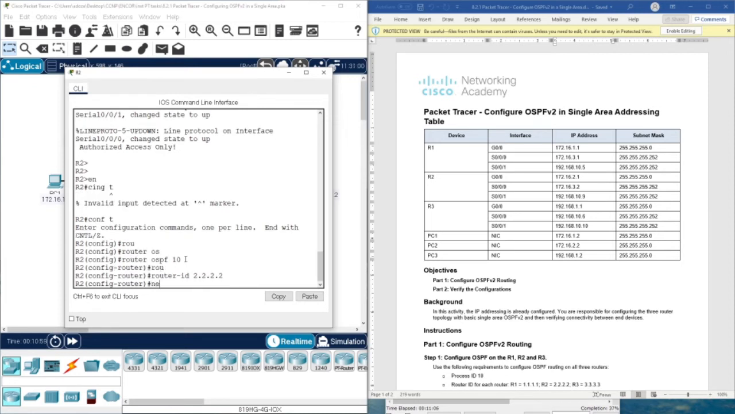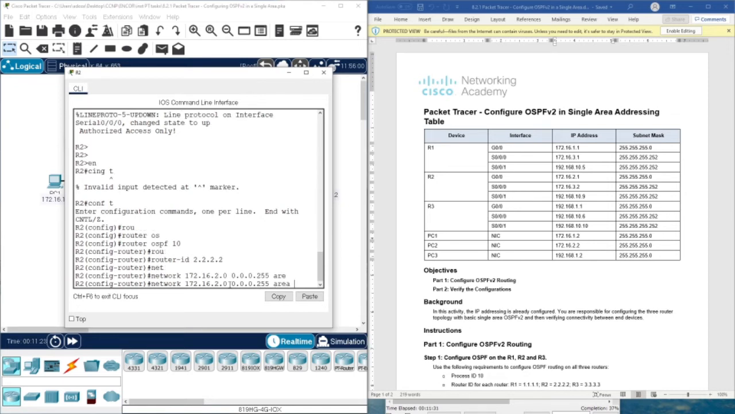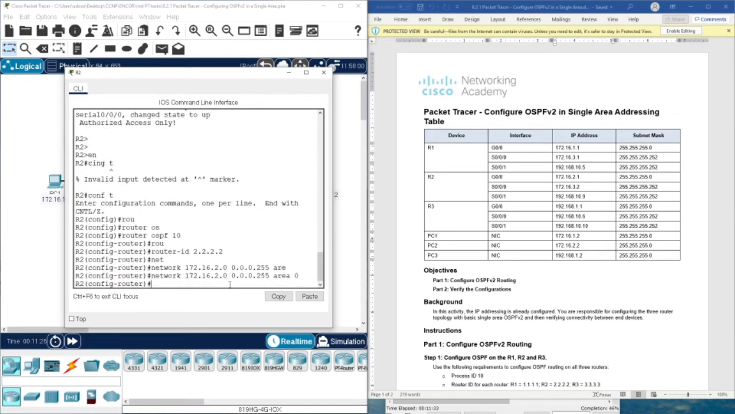as is given here. And then we need to advertise the networks, and the first one is going to be 172.16.2.0 as is given here, with wildcard 0.0.0.255, area 0. Okay, so we need the second one here.